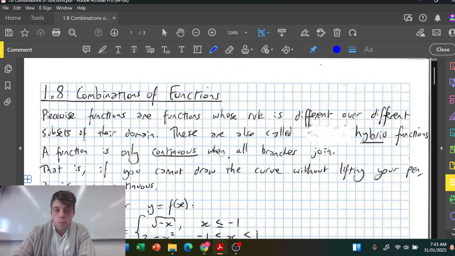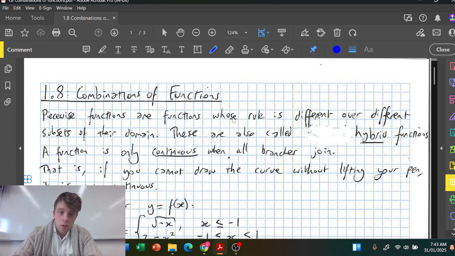Today we're here this morning talking about combinations of functions. In this section, we're looking at how different functions can be combined, whether that be in a piecewise context or through addition or multiplication. So we'll start out with piecewise functions. This is something that you've looked at before.